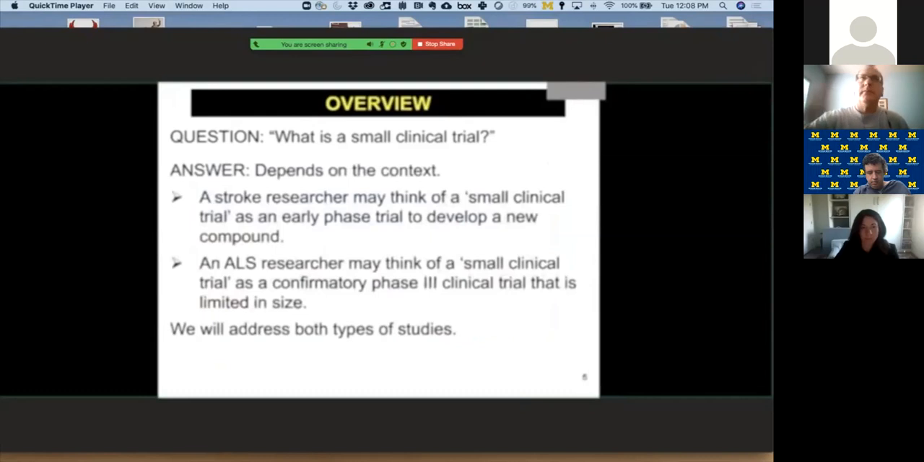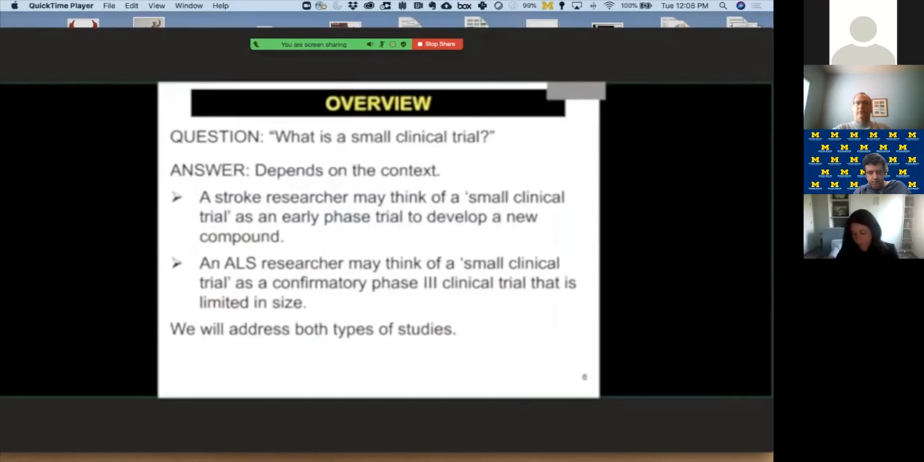Now, one of the things that comes up when you hear the phrase small clinical trials is what exactly do we mean by small clinical trial? And I think it's important to keep in mind that the answer to what is a small clinical trial depends on the context, often in the disease or where you are. So a stroke researcher may think of a small clinical trial as an early phase trial, whereas an ALS researcher may think of a confirmatory phase clinical trial as a small clinical trial.